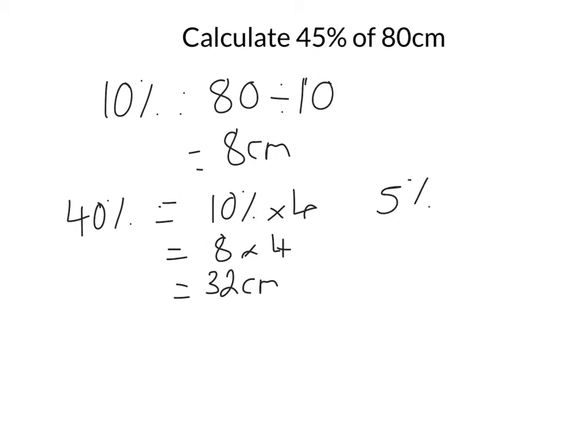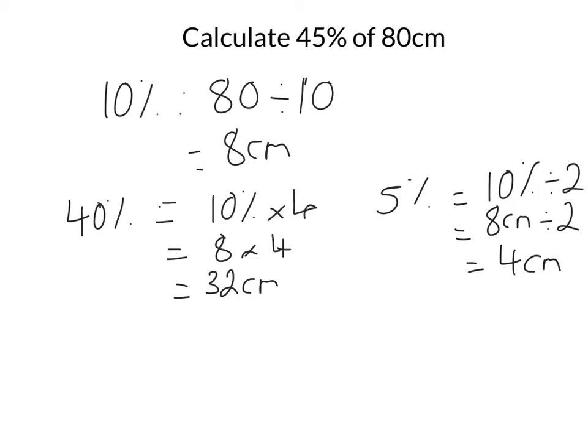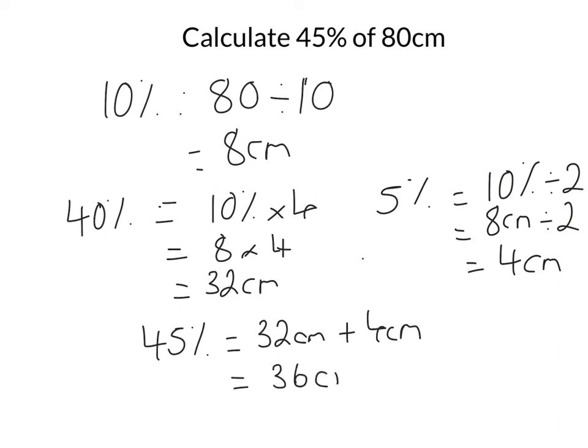I can also then find 5%. 5%, as I said earlier on, is going to be my value for 10% divided by 2. My value for 10% is 8 centimeters. So I'm going to do 8 centimeters divided by 2 to give me 4 centimeters. I'm then going to say that 45% is my value for 40%, which is 32 centimeters, add my value for 5%, which is 4 centimeters, and therefore the final answer is 36 centimeters. So 45% of 80 is 36 centimeters.